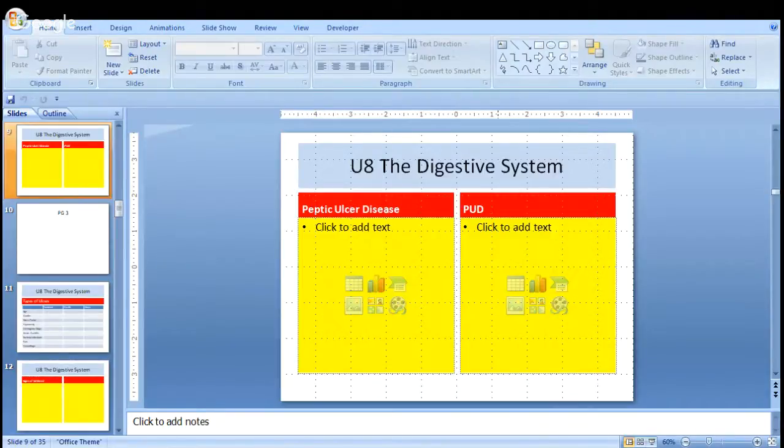Well, how exciting is that? Aren't we all excited to get peptic ulcers? Not fun.